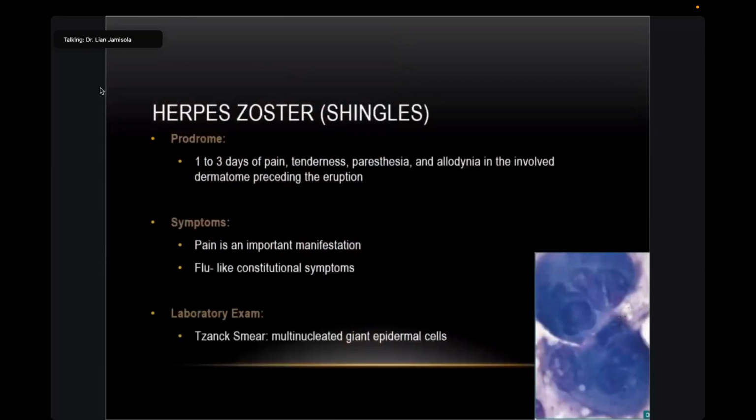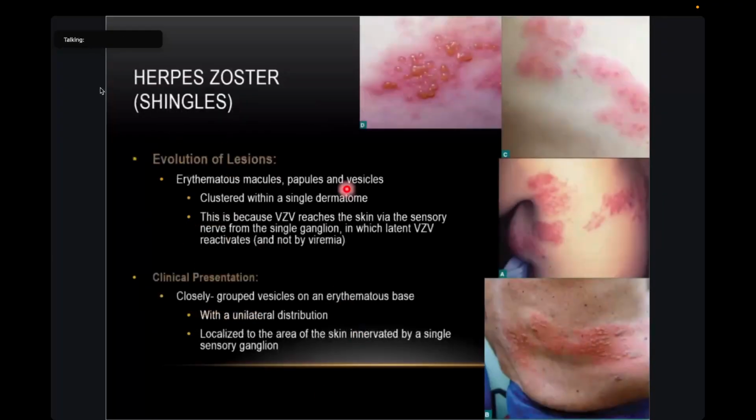I have pictures later. So the prodrome, the difference in the prodrome is there will be pain, 1 to 3 days of pain before there are lesions. Patients would feel pain in that area, tenderness, paresthesia, and allodynia in the involved dermatome. Patients would also have mild flu-like symptoms, and then they will have lesions similar to your varicella, except that this time they are already grouped vesicles, and we do a Tzanck smear as well and see multinucleated giant cells.